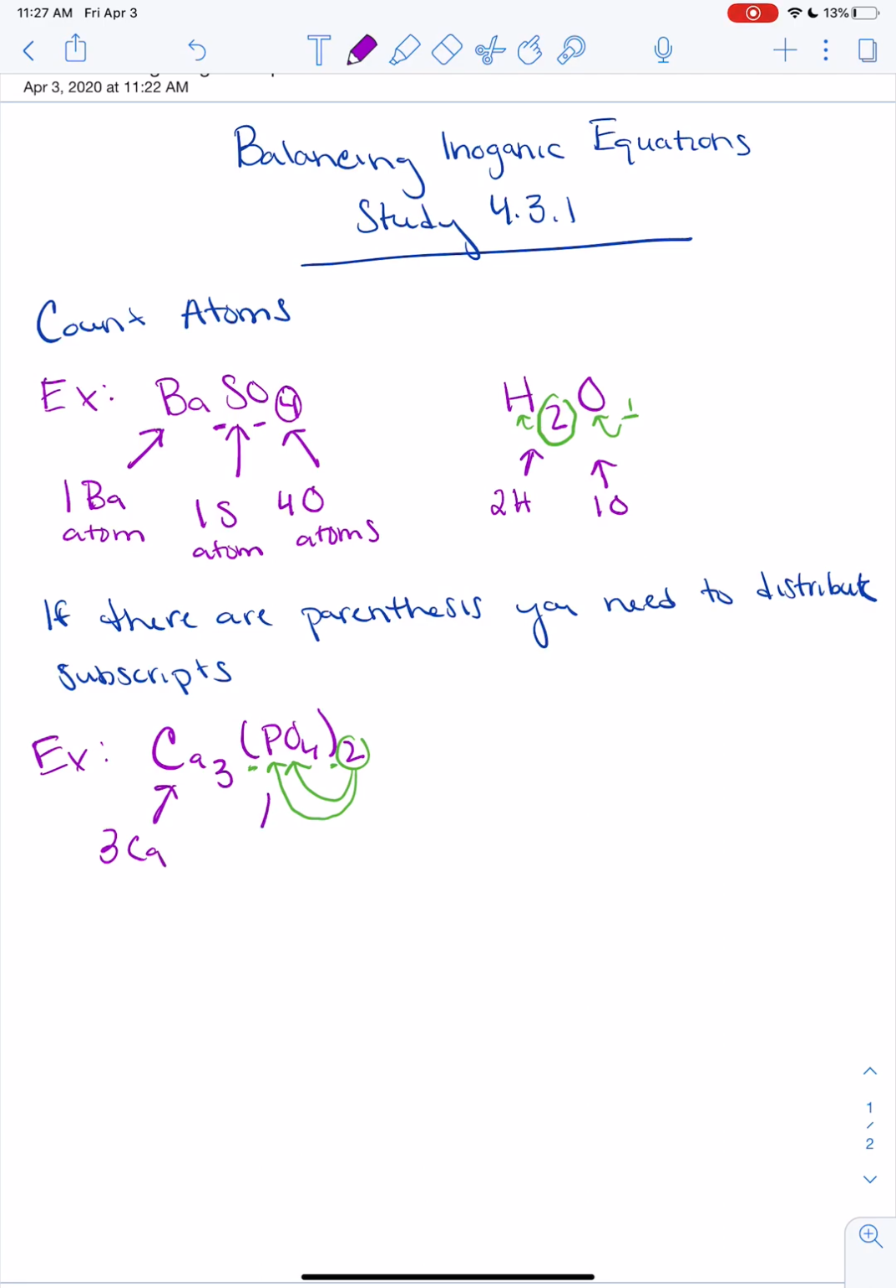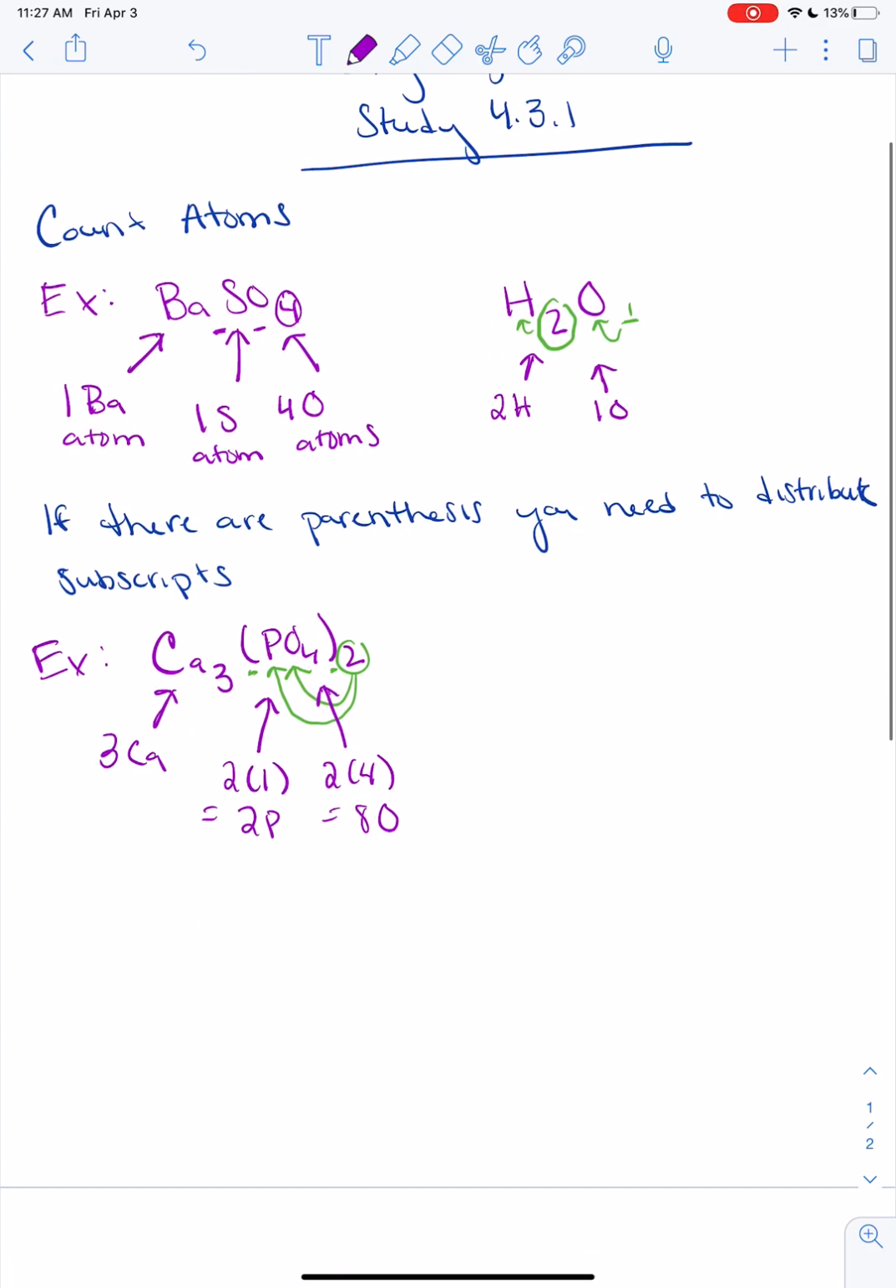Easy. Now, when we look at phosphorus, it would have been 1 because we don't have a subscript, but we have to multiply that 1 by 2. So we do 2 times 1 equals 2 phosphorus. If we look at that oxygen, it would have been 4, but we have to multiply it by 2. 2 times 4 equals 8 oxygen. Okay, let's do one more.